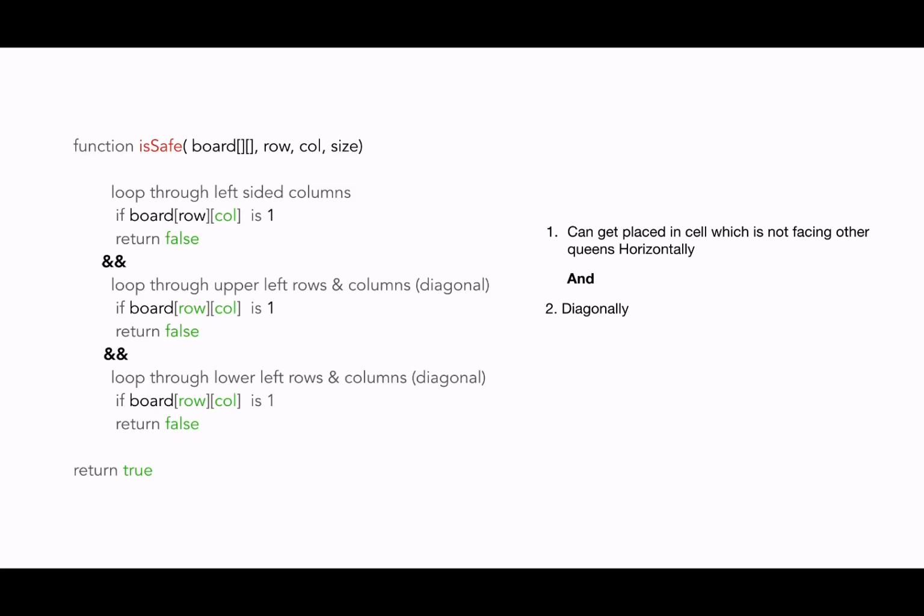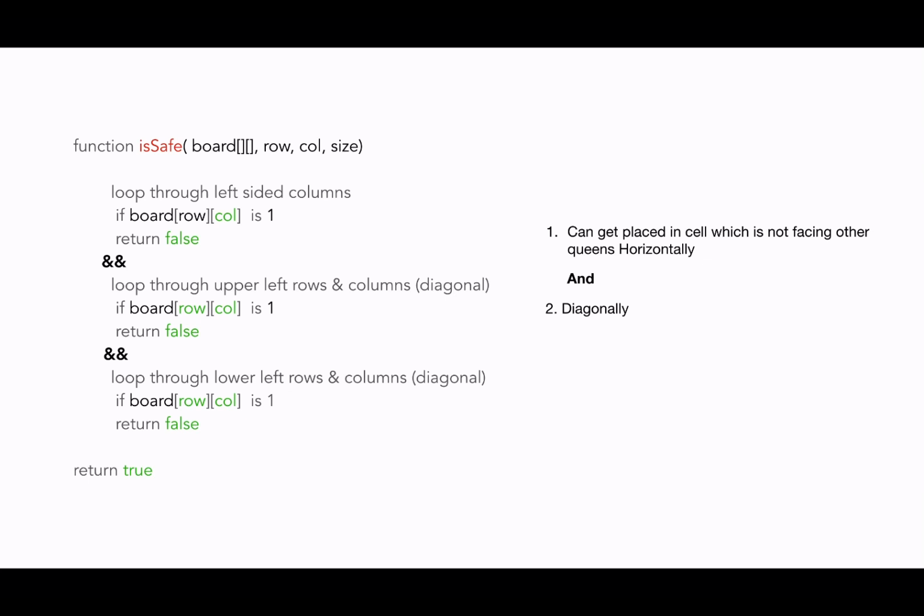So the conditions will be like this. If we have any queen already placed to the left of this current queen, then we're gonna return false. We cannot place this queen there. And now we have to check diagonally. So if we have any queen present diagonally to this current queen in the upper left portion, then we will return false. And similarly, if we have it in the lower left portion, we are going to return false.